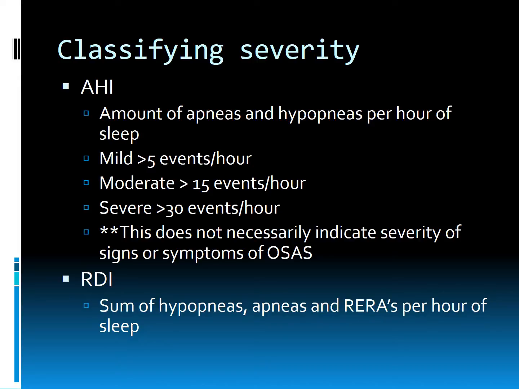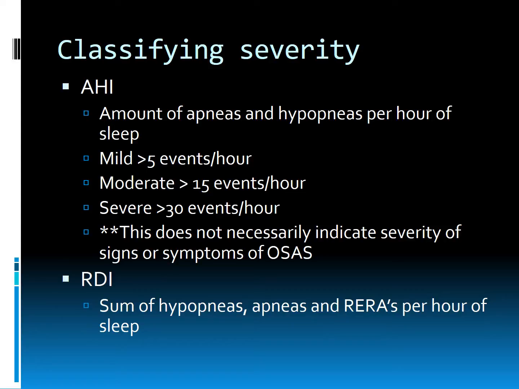An RDI then is the respiratory disturbance index, and it depends on where you work and what your facility's policy is on this, but many facilities differentiate the AHI from the RDI. The AHI, again, is the amount of hypopneas and apneas per hour of sleep, so it only looks at those two factors. The RDI, however, and at many hospitals or sleep disorder centers, they will look at the sum of hypopneas, apneas, and RERAs per hour of sleep.